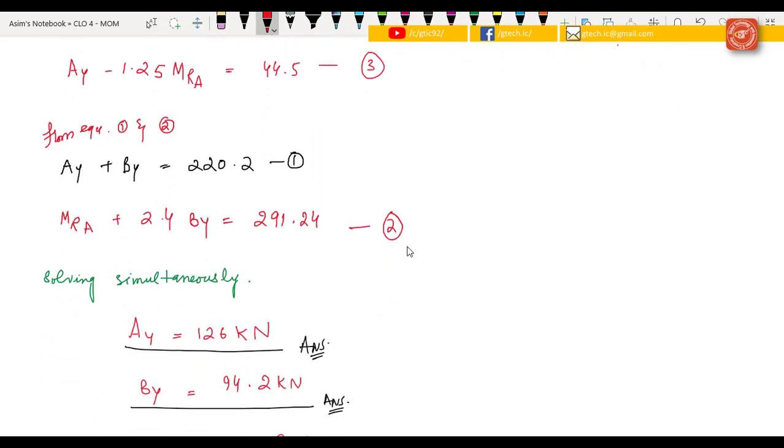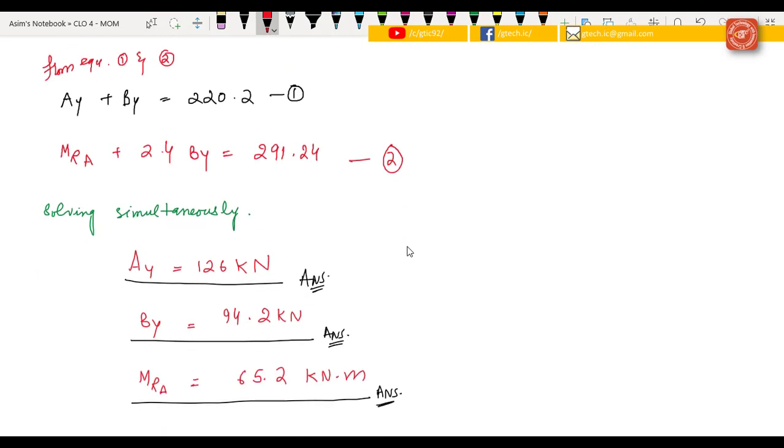So we have 3 unknowns and 3 equations. So solving these 3 equations simultaneously will give us the answers for Ay, By and MRA, moment at point A, and these answers are the same as we derived using the superposition method. So it's all about statically indeterminate beam. Thank you.